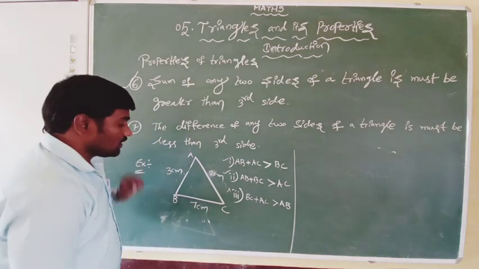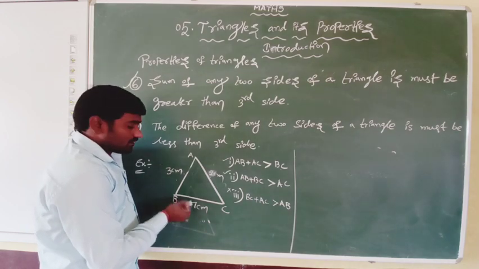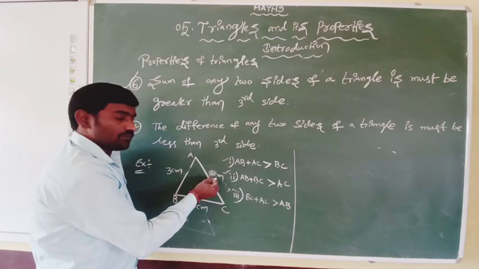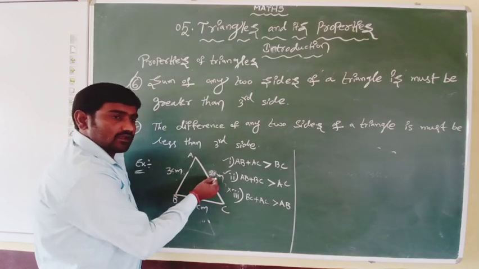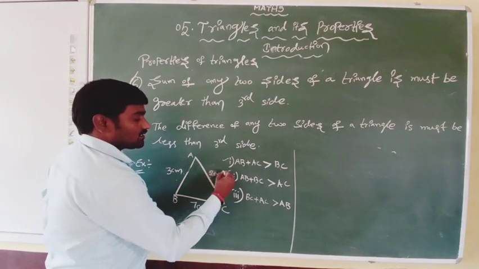See that. Let's add 3 centimeter plus 7 centimeter. 3 centimeter plus 7 centimeter, that is 10 centimeter. 10 is greater than 2. So it satisfies the condition. So here the second one is satisfied.